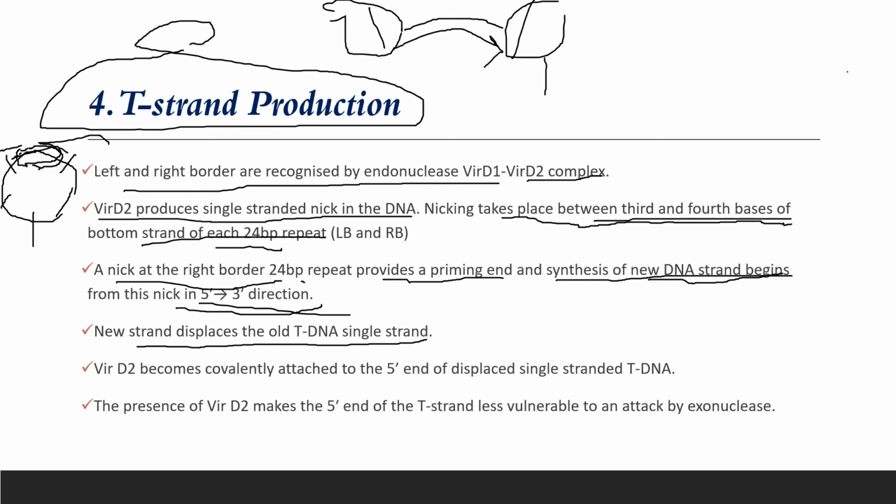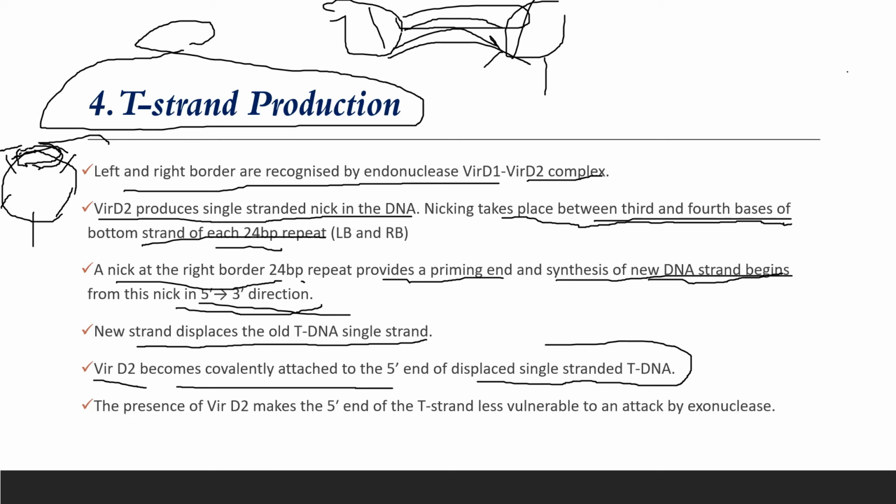So a new DNA strand starts to get synthesized in the 5 to 3 direction, and the new strand displaces the old tDNA strand. So the old tDNA strand gets replaced by the new DNA strand. All right. And VirD2 becomes covalently attached to the 5 end of the displaced single stranded DNA. VirD2 is a permanent thing which remains in the entire transfer process. So VirD2 remains at its place at the 5 end.